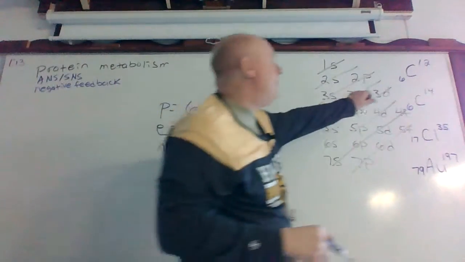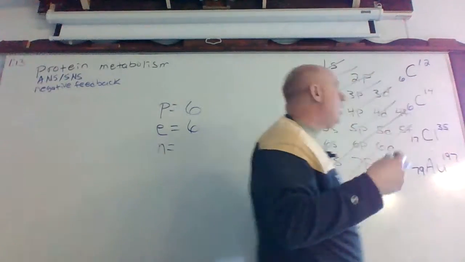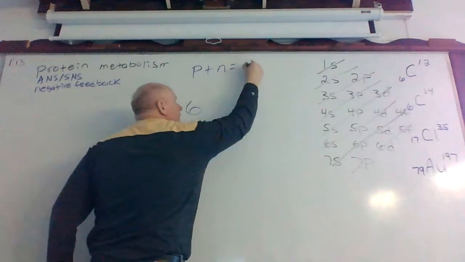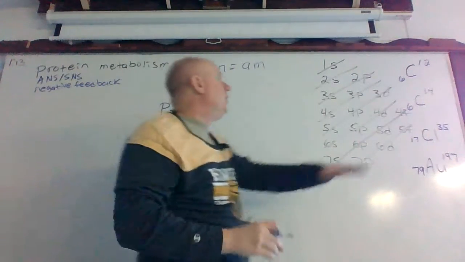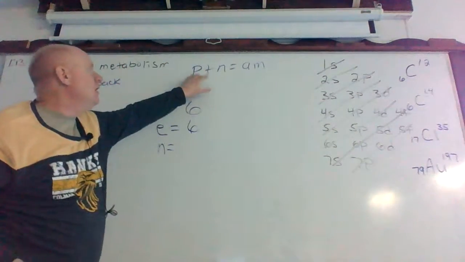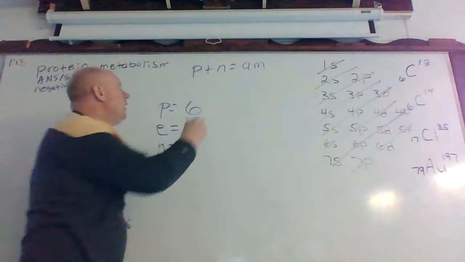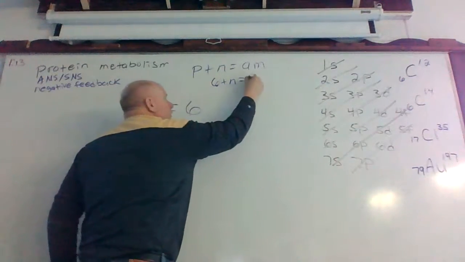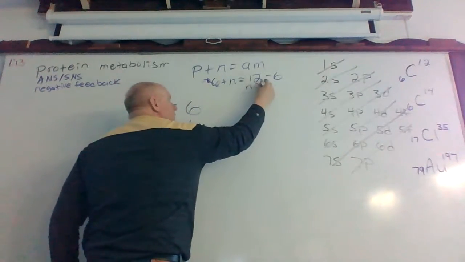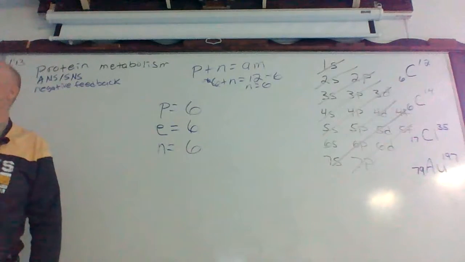Because if this is the atomic mass, which we're saying that it is, yesterday we solved for the number of neutrons by saying protons plus neutrons equals atomic mass. So if we have 12 here and we put 6 in here, how do we solve for n? You subtract these two. In other words, 6 plus n equals 12. We subtract each side by 6. They're gone. Neutrons equals 6. Went through that really, really fast. Is anybody lost?